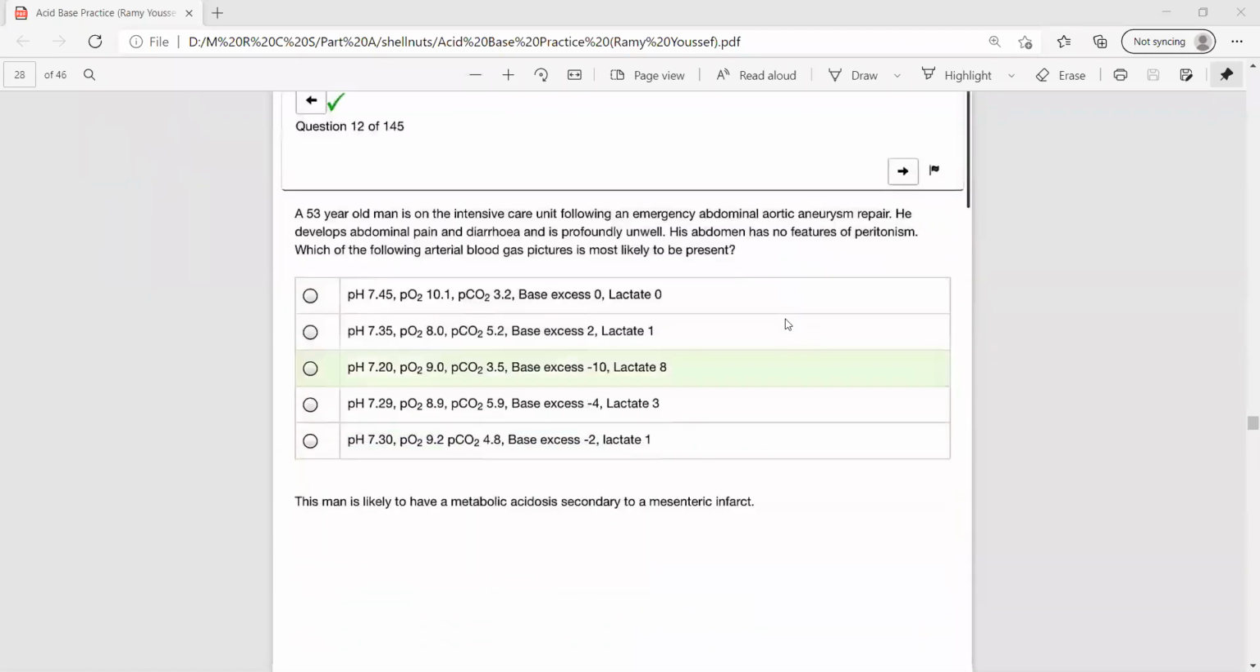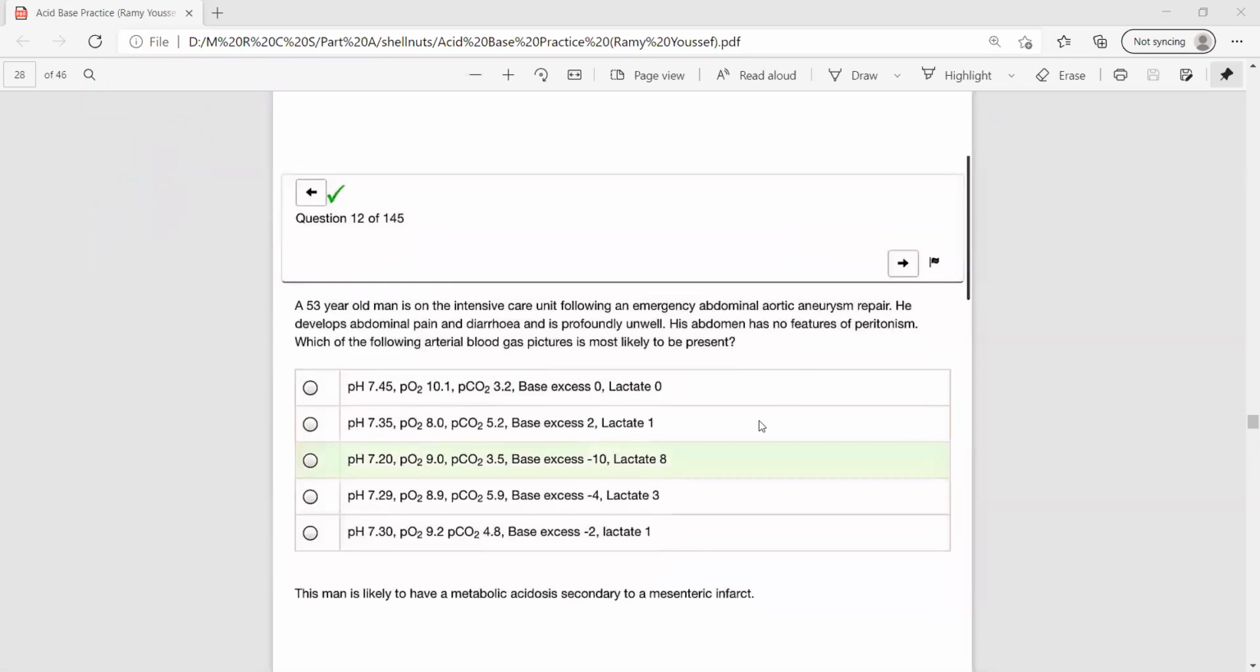Sir, what is the significance of lactate in this question? He wants to tell you this is lactic acid. What happens to any organ when ischemia happens?